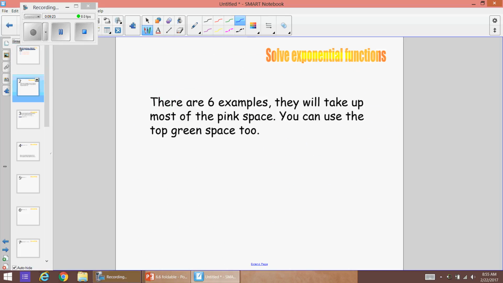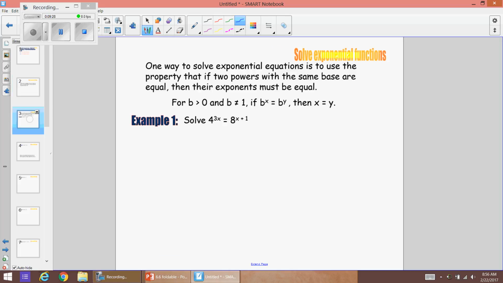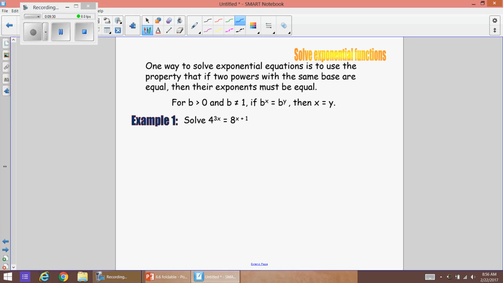There are 6 examples in your foldable. Okay, they're going to take up most of the pink space on the solve exponential functions. This is what we learned yesterday. This is what you want to write down. If b to the x equals b to the y, then x equals y. So like if 5 to the x equals 5 to the 7th, then it's pretty obvious x equals 7. But look at example 1. Example 1 says solve. It's 4 to the 3x equals 8 to the x plus 1. That's a 4 and an 8. It's not a b and a b, like how this was a 5 and a 5. See, the bases are the same.